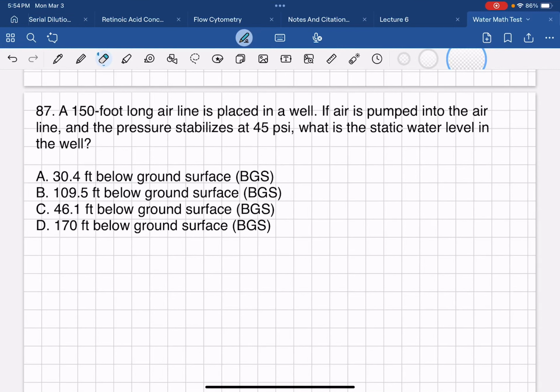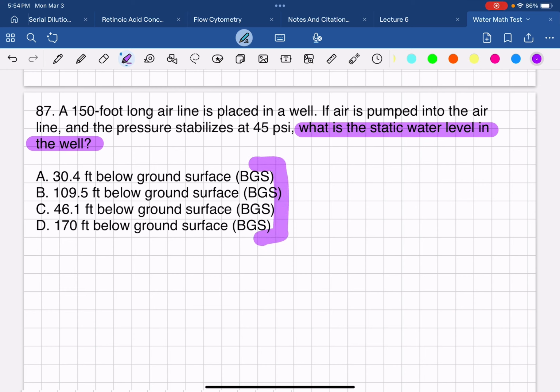Okay, so today I'm going to be working on this problem, and this is what it's telling me. It says a 150-foot long air line is placed in a well. If air is pumped into the airline and the pressure stabilizes at 45 psi, what is the static water level in the well? So that's what we're going to be looking at. All of our answers are in BGS.